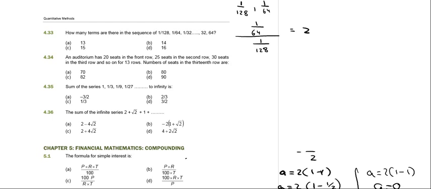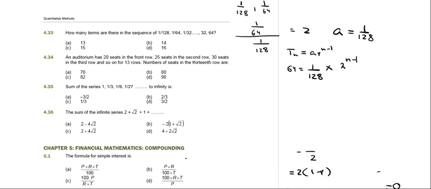And to find the number of terms, we can use the formula. We know our first term, or our a, is 1 over 128. Using the formula Tn equals ar to the power n minus 1: 64 equals 1 over 128 into r to the power n minus 1.